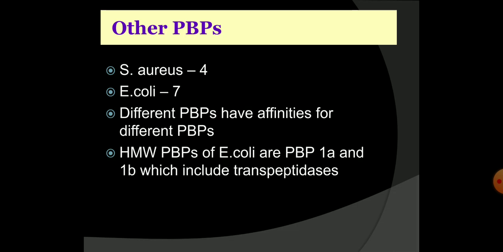There are other penicillin binding proteins: S. aureus contains 4, E. coli contains 7. Different penicillins have affinities for different penicillin binding proteins. The high molecular weight penicillin binding proteins of E. coli are PBP1A and 1B, which include transpeptidase.